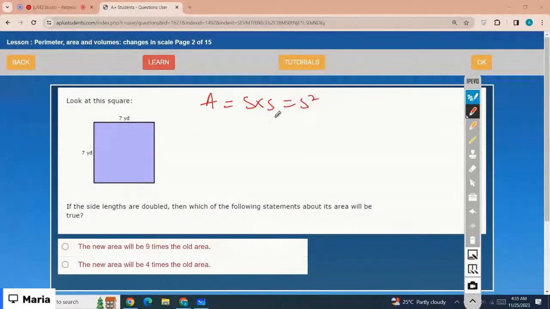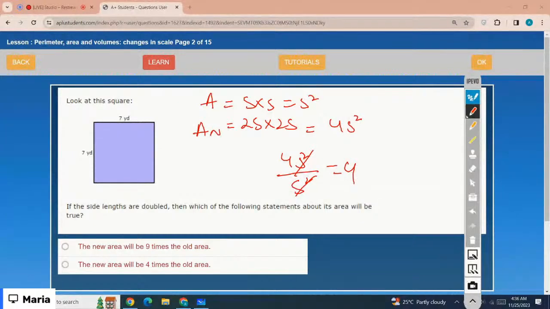Now you doubled each side. Double means 2s times 2s, right? This is for the new one. So 2 times 2 is 4s squared, right? When you divide the new surface area by the older one, you are left with 4. That means the new surface area will be 4 times the old surface area.